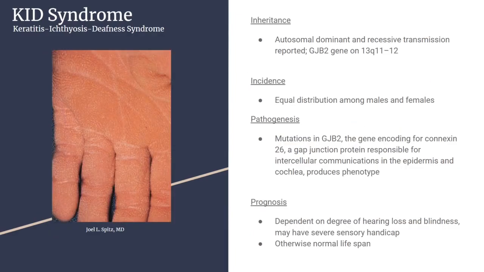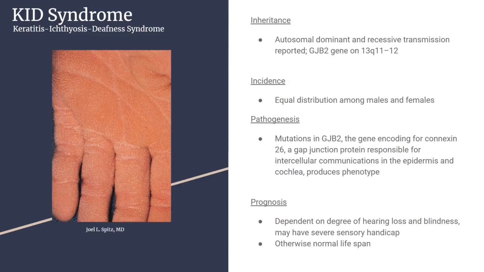Mutations, autosomal dominant, and there's been a recessive transmission reported as well, but the implicated gene mostly is the GJB2 gene, which is another connexin encoding gene. This encodes for connexin 26, and that is another gap junction protein that's responsible for intracellular communications in the epidermis, but also responsible for intracellular communications in the cochlea, which is why you have the deafness findings.